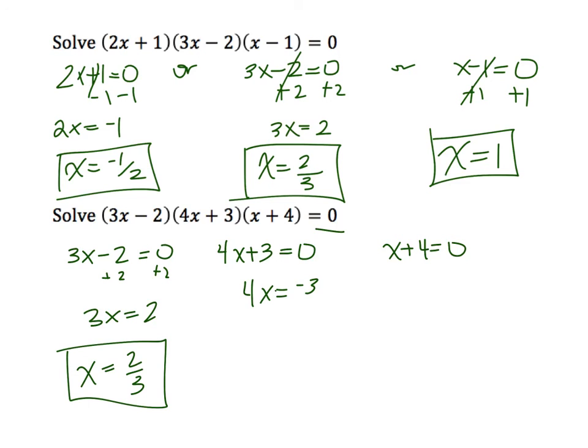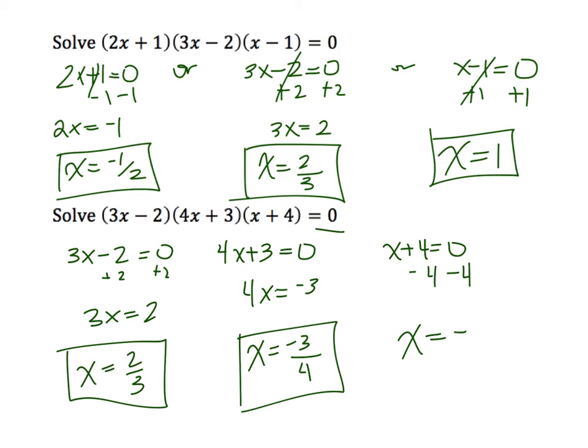I'm sorry. Divide everything by 4. x is equal to negative 3 over 4. This last one, I'm going to subtract 4 from each side. x is equal to negative 4.